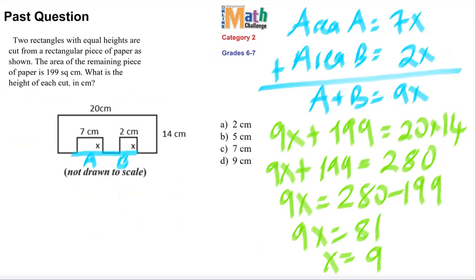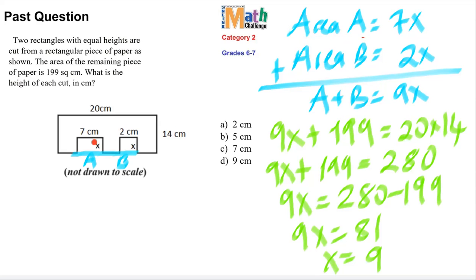So the second question, from category 2, is from geometry. The question says 2 rectangles are cut from this big rectangle. So it was a big rectangle, and these 2 are cut, but they have the same height, x, x. I call this rectangle A and this rectangle B.